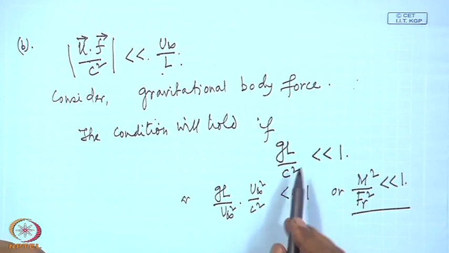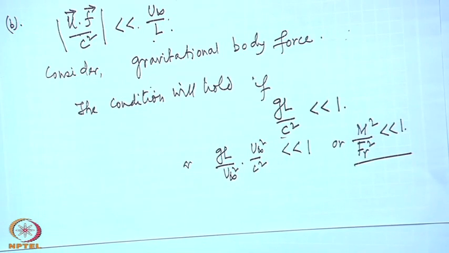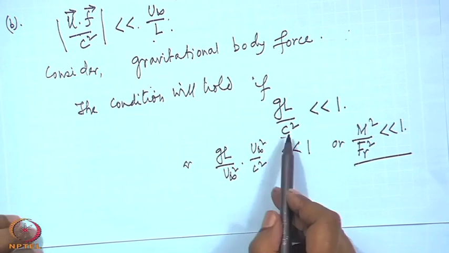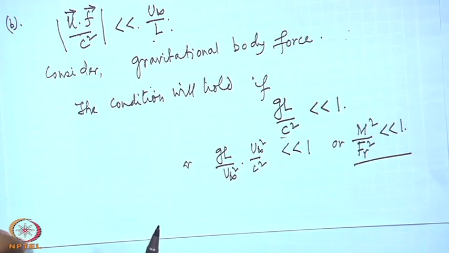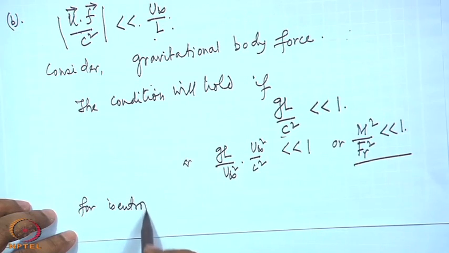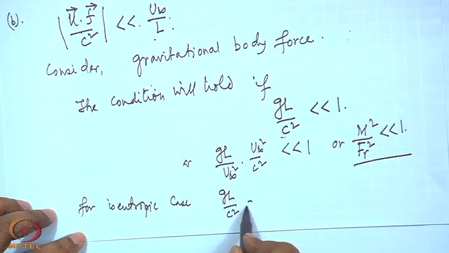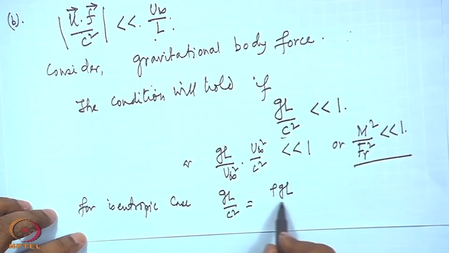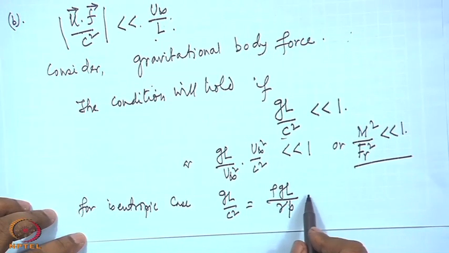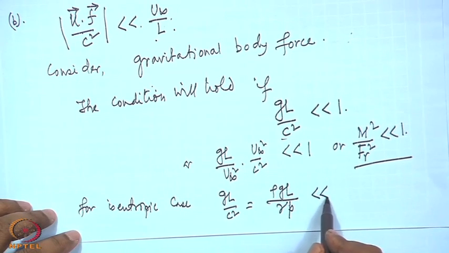Anyway, let us try to see a little more of this term gL by c square. For c square, let us consider an isentropic situation. Considering an isentropic case, c square is gamma p by rho. The square of the speed of sound is gamma p by rho. So, for isentropic flow, gL by c square is rho gL by gamma p. And this has to be less than 1.